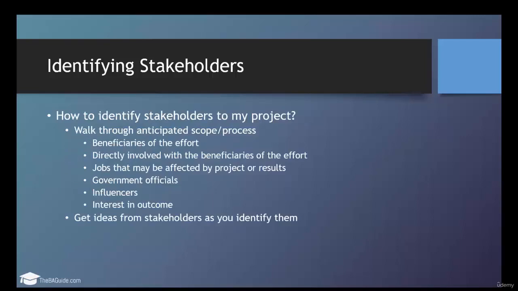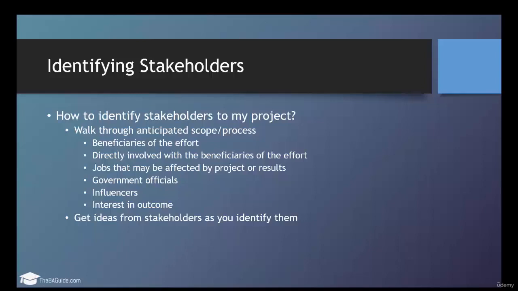So how do you go about identifying stakeholders? The first way that I always do it is I just walk through the anticipated scope and the process. I do this as a solo exercise for myself. So I'm sitting down, I've already got my project charter that's kind of explaining what this project is doing, and I'm just walking through how I imagine this project to unfold, and what are the steps that I'm expecting to have in this to-be process or in this end result of the project.